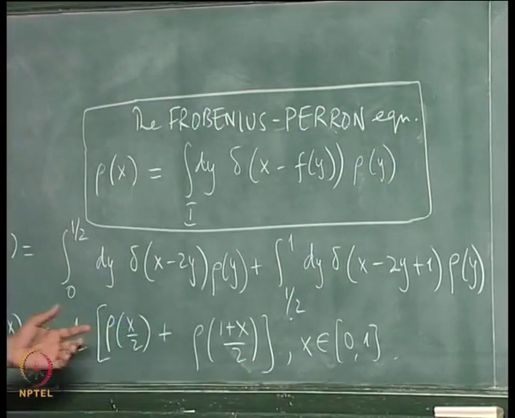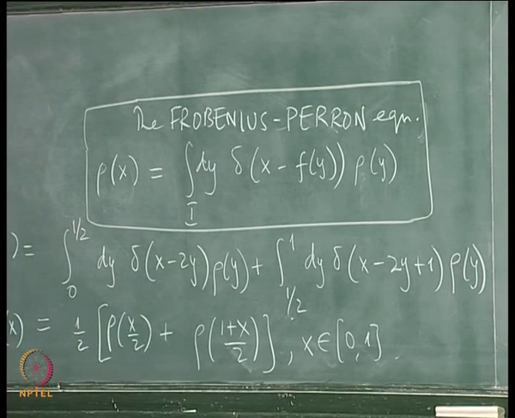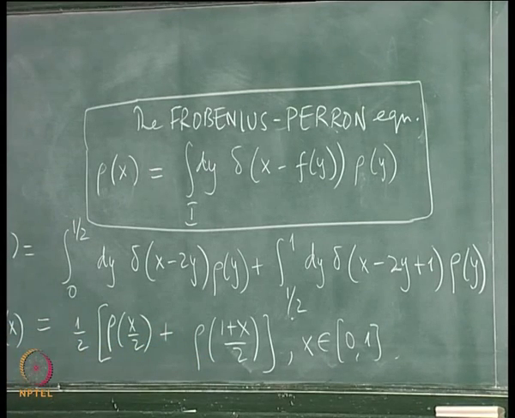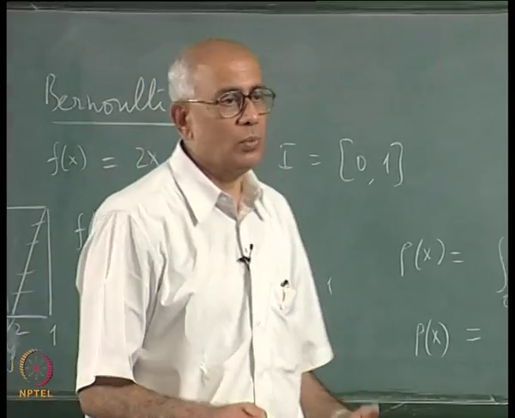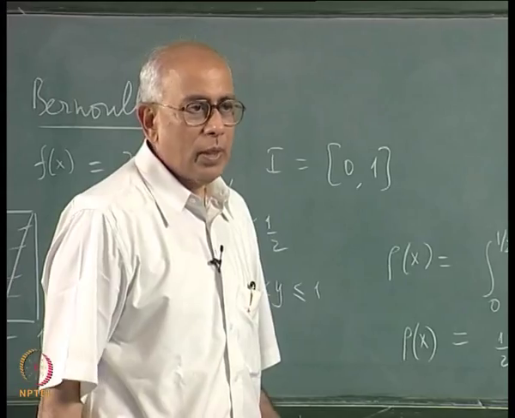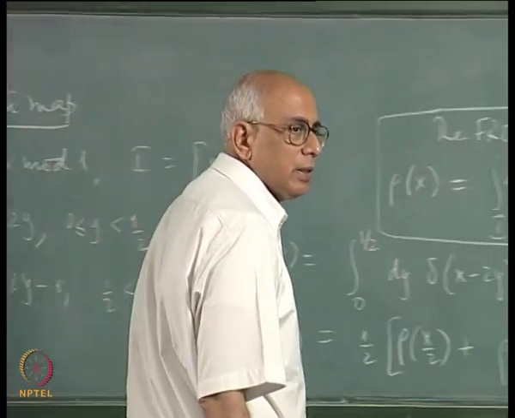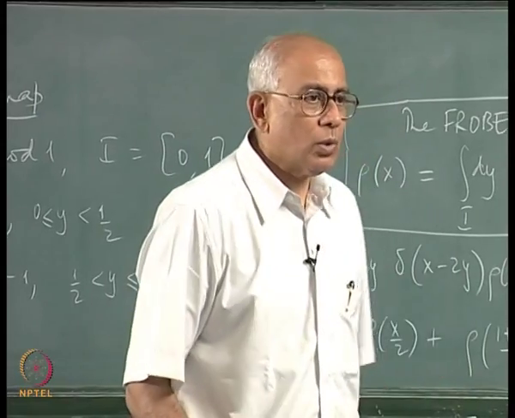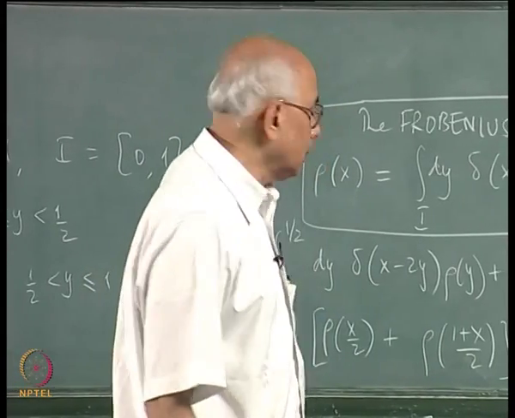For the invariant measure, it is an integral equation with a singular kernel, and we have reduced it, in the case of this one dimensional map, to this functional equation, and for every x this must be true. It does not look like a very straightforward equation to solve, because functional equations are not easy to solve. There are no standard algorithms in most cases to solve these equations at all.